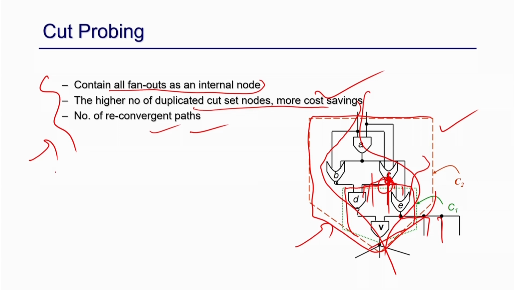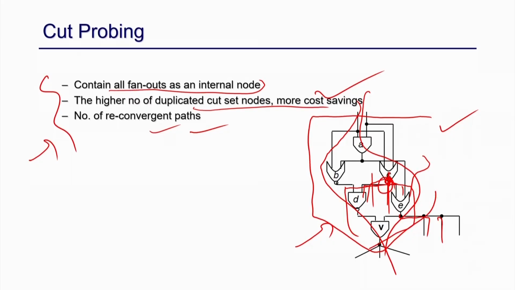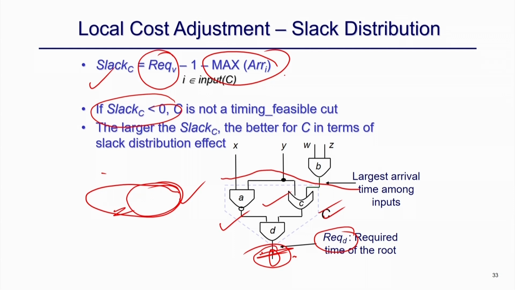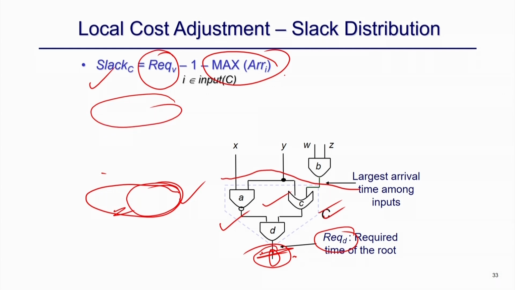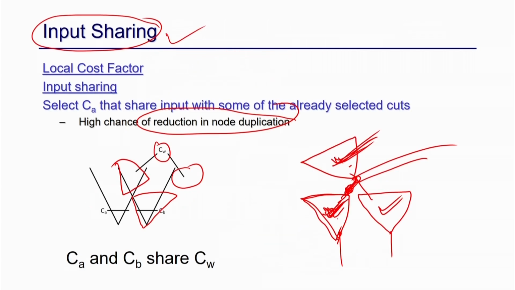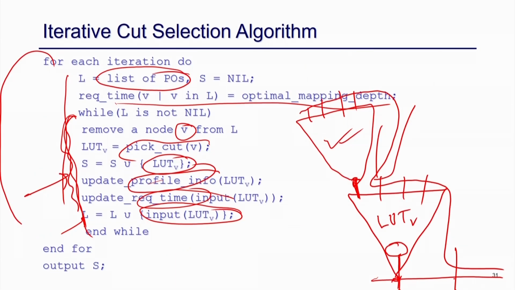This is something I am going to do locally, because it also depends on the current scenario. Once I have selected something, in the next iteration I am going to update this, because I now know what is happening in the surrounding area, right. So, these three, cut probing, slack distribution and input sharing, are the three factors through which I am going to improve the cost of the cut locally, during the iteration, and this is how the whole selection algorithm works.